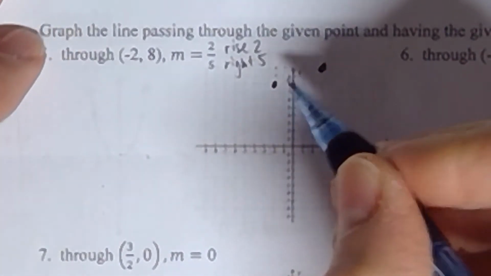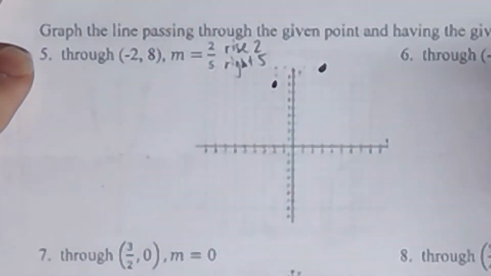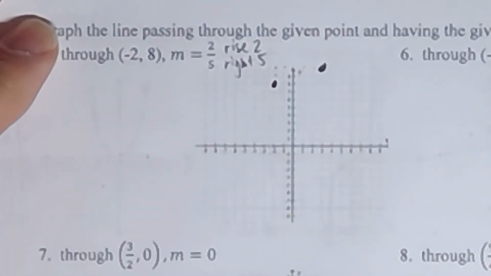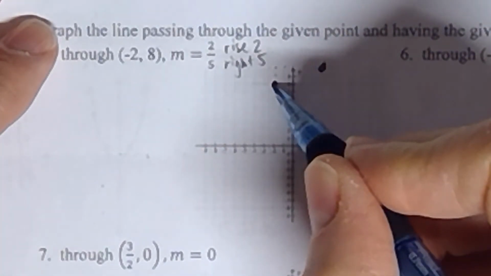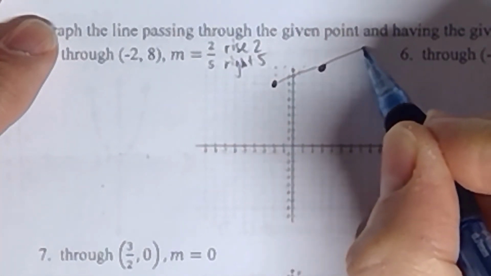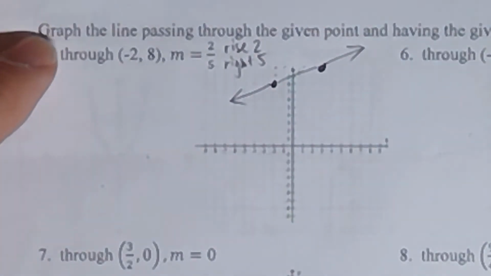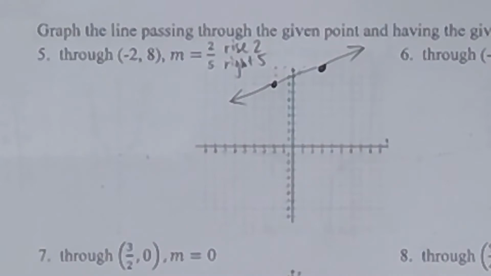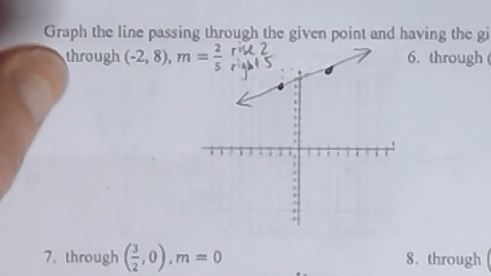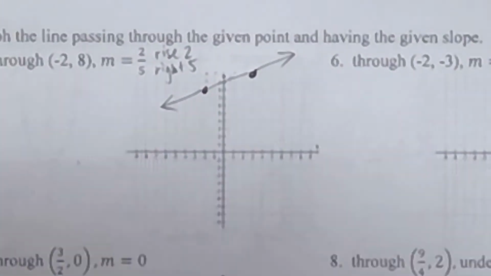Now I've got my 2 points, and since they tell us that it's a line, you know that once you get your 2 points, you're on your way. You just have to graph it. So let me draw my straight line. Make sure it's got arrows on it. Make sure it's straight, of course. And that's all you've got to do. Same thing in the next problem here.